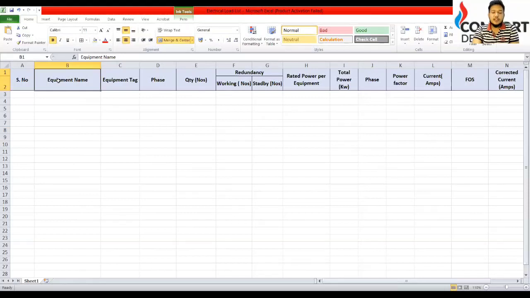The serial number is there, equipment name is there, and the equipment tag, that is the tagging of the equipment. Phase is required, whether it is 3-phase or single phase. Then quantity, then redundancy: what is working and what is standby, in numbers, that is how many units are working and how many units are in standby. Rated power per equipment, that is how much power each equipment is consuming. This value we would be getting from the manufacturer.